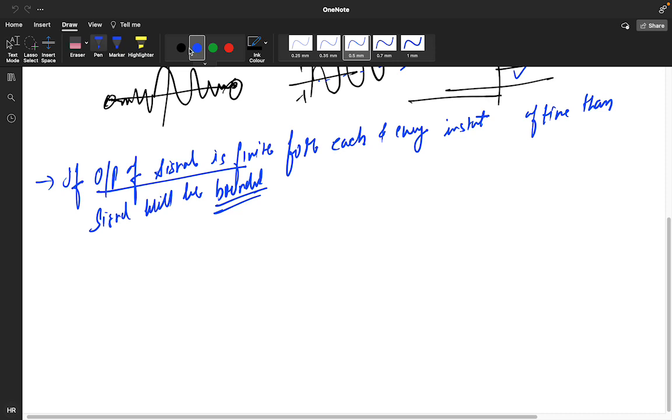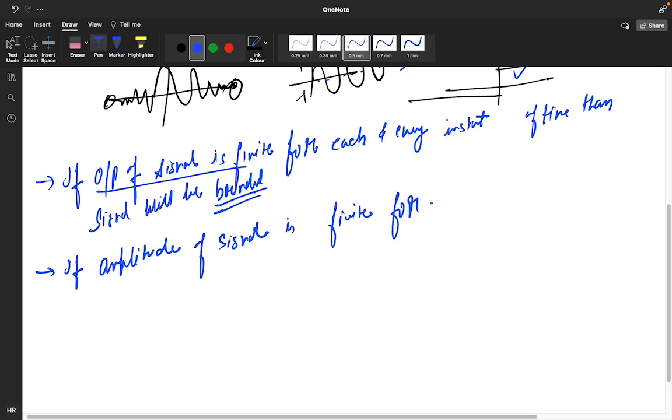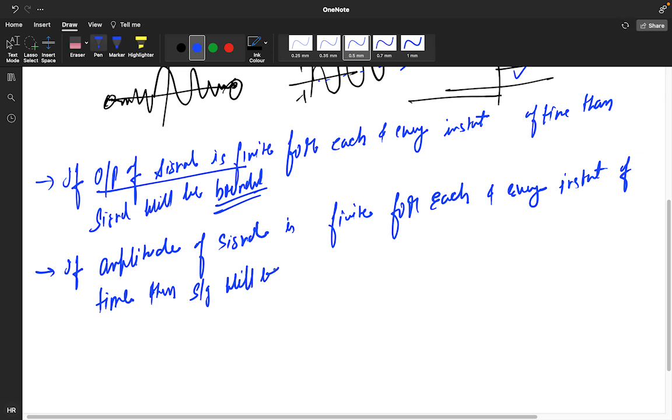You can write it like this also. If the amplitude of the signal is finite for each and every instant of time, then the signal will be bounded.